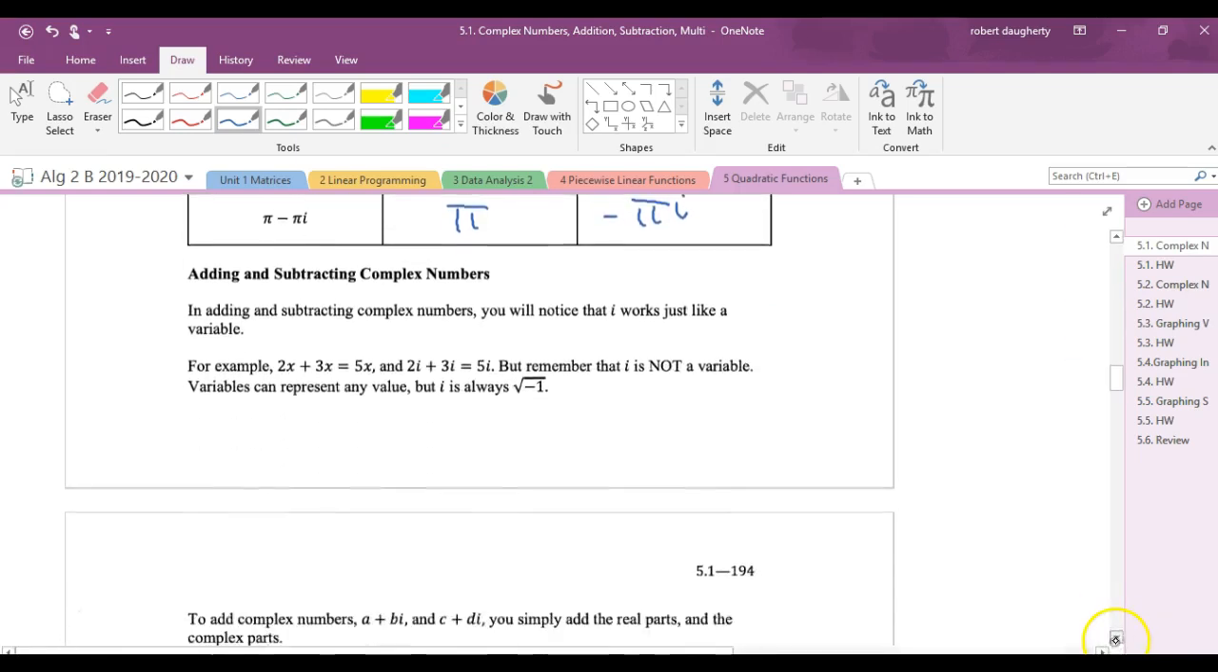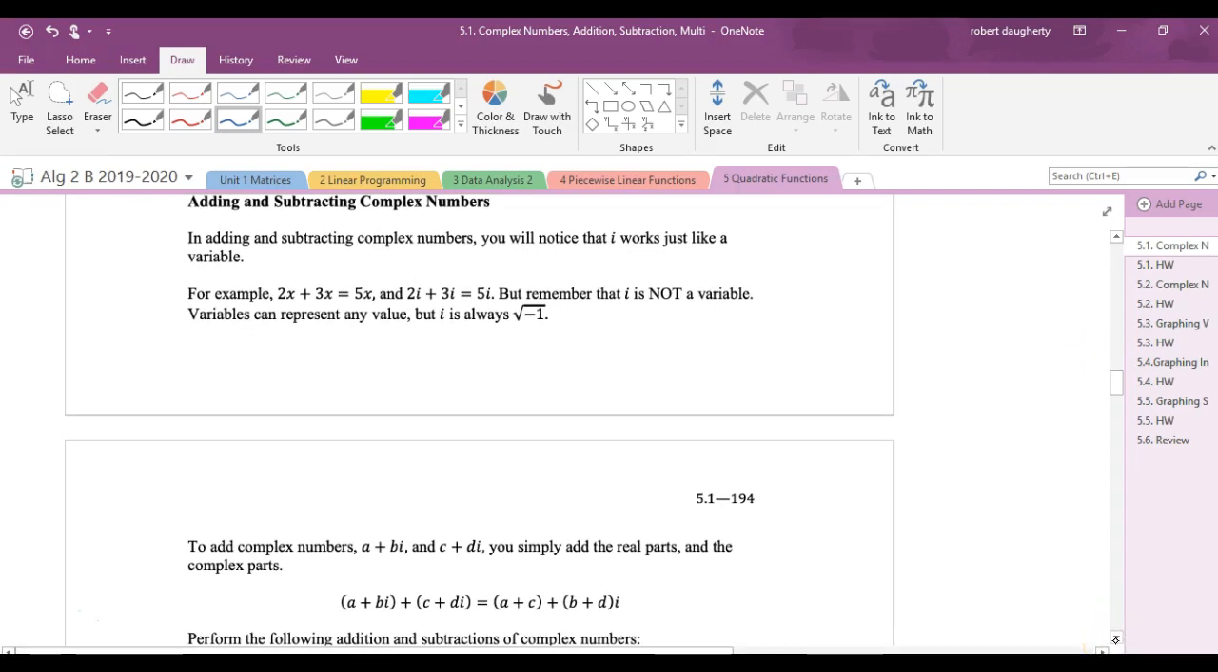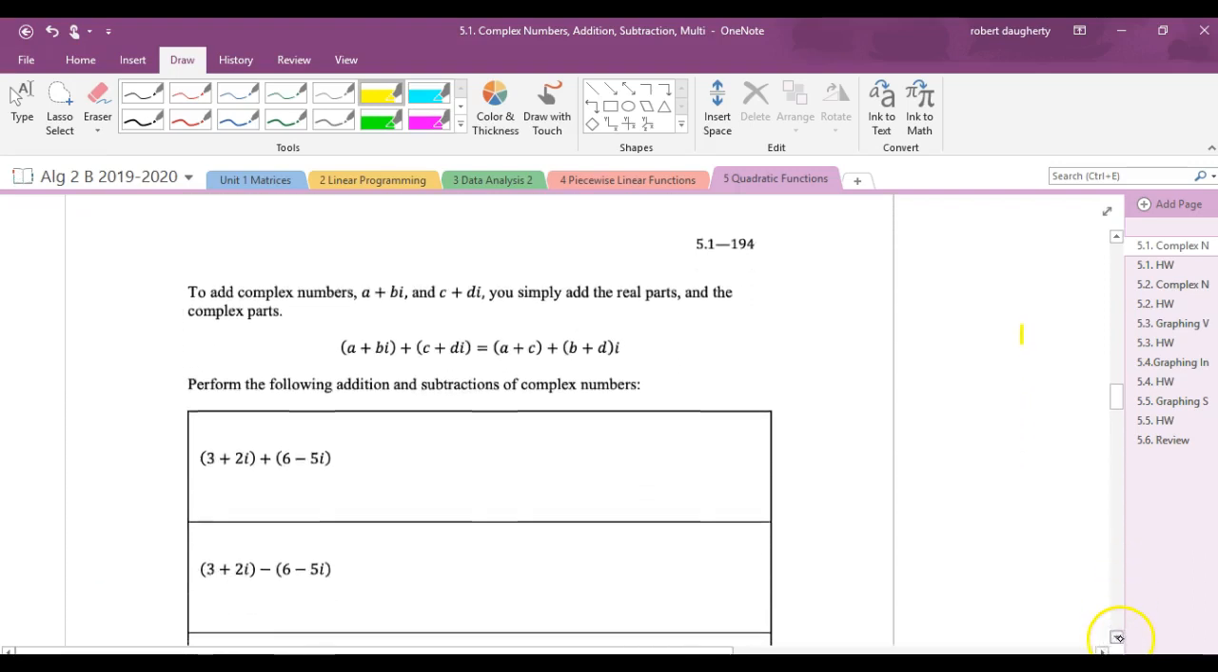So let's do a few things with them. We need to add some complex numbers. What we're going to find when we add these numbers is that this complex number i is going to work just like a variable, but it is not a variable. What is i? By definition, it is the square root of negative 1. It is a number, okay? So if I had something like 2x plus 3x, you have no problem saying that is 5x. Same thing's going to happen with this. 2i plus 3i is going to be 5i. You treat it just like it's a variable, but it's not a variable. It is a number.